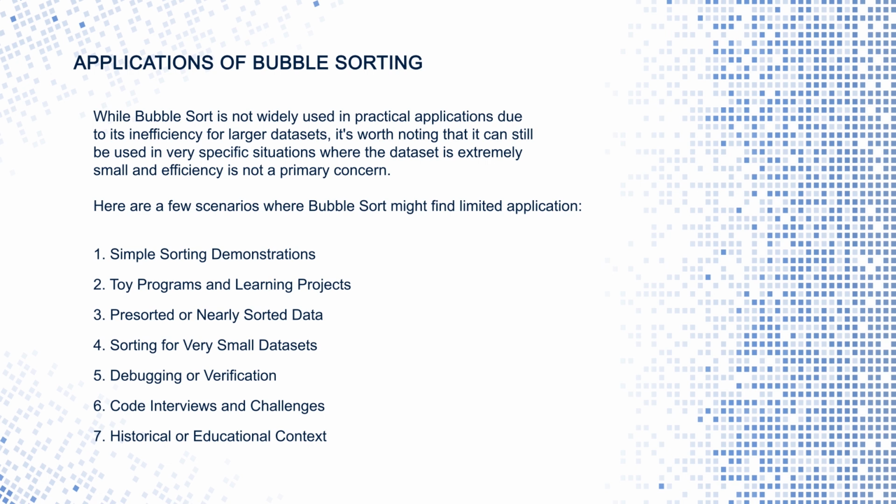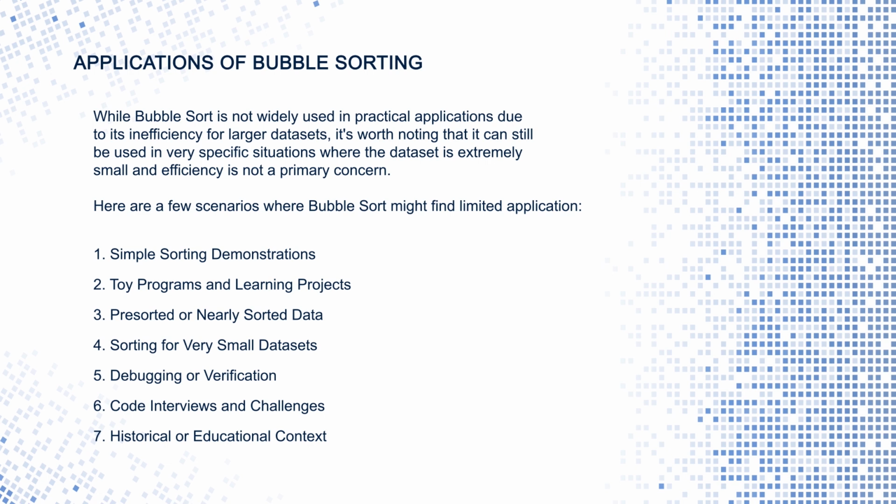Next application is sorting for very small data sets. In scenarios where you have a tiny number of elements to sort or fewer elements to sort and the performance is not a significant concern, bubble sorting can be used in this case as a simple and easy to implement solution.